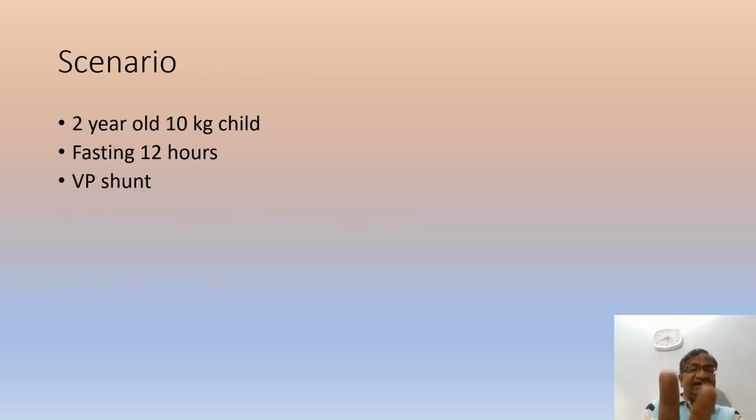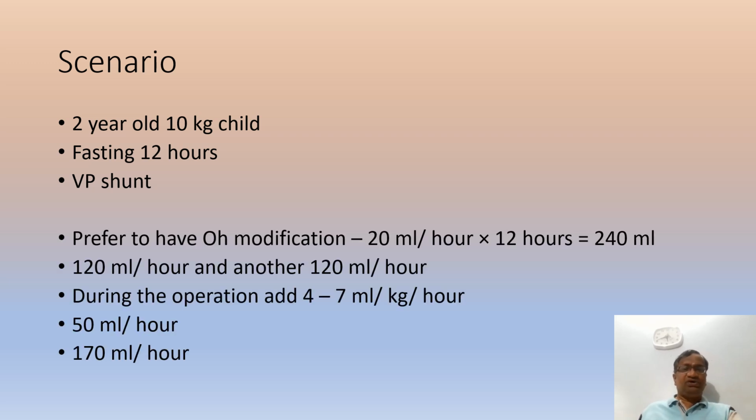A 2-year-old 10 kg child, fasting 12 hours for surgery. So he has fasted 12 hours because of some problem in communication. For a 10 kg child, 12 hours means approximately how much? Maintenance is 20 ml per hour, so 240 ml. 120 ml in the first 2 hours and 120 ml over the next 6 hours. During the operation, for a 10 kg child you may add 5 ml per kg per hour, so 50 ml per hour you can add.